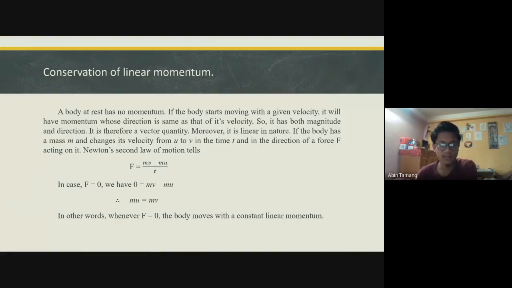If the body has a mass m and changes its velocity from u to v in a time t, in the direction of a force F acting on it, Newton's second law of motion tells us F equals (mv minus mu) by t. In case F equals 0, we have 0 equals mv minus mu. Therefore, if you bring mu to the other side, we get mu equals mv. In other words, whenever force is equal to 0, the body moves with constant linear momentum.